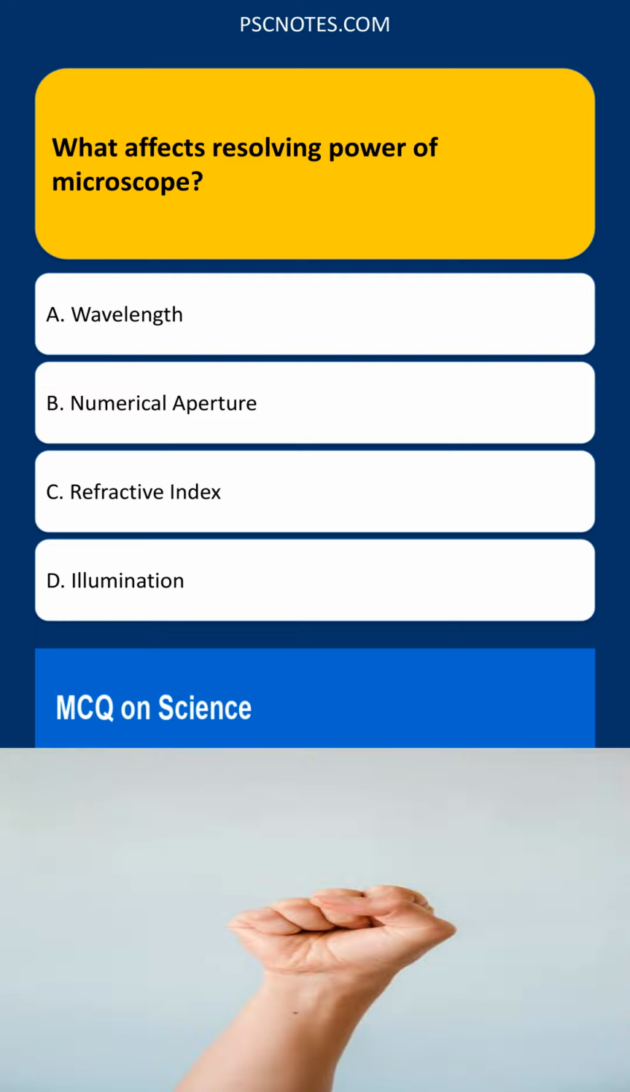What affects resolving power of microscope? Wavelength, numerical aperture, refractive index, illumination. Wavelength and numerical aperture. Explanation.